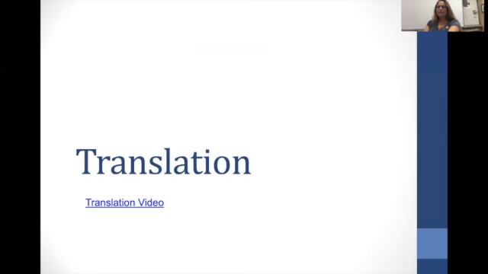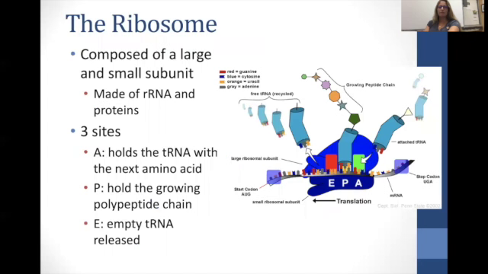Translation is the next stage. So we're going to translate this mRNA into a protein. So what happens at the ribosome, composed of a large and small subunit made of rRNA proteins. 3 sites, like I mentioned before. The A holds the tRNA with the next amino acid. The P is the growing polypeptide chain, and the E is the ejection seat. So it ejects the empty tRNA.